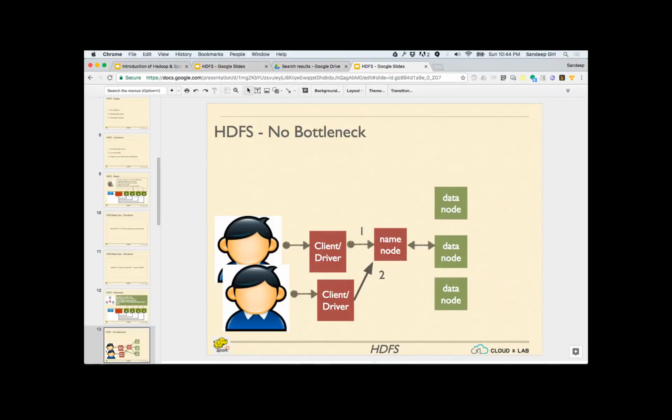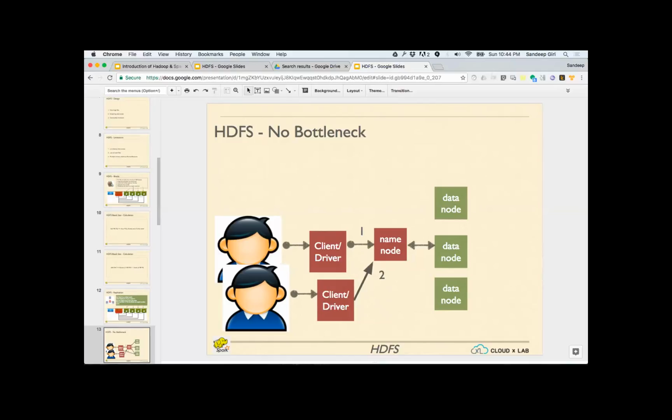A question from RS. If name node doesn't respond to the client code, then how does the client know about blocks? It won't. Name node has to respond. Therefore, sometimes HDFS is considered not highly available, but it is strongly consistent.